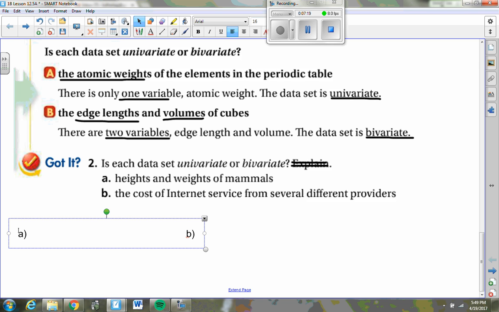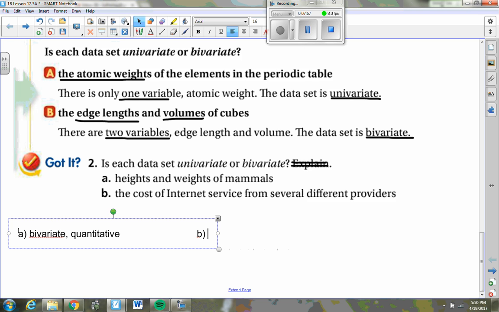Okay, letter A, we're talking about heights and weights of mammals. Obviously here we have two variables. We're talking about height and weight, recording both of those. So you have bivariate data. And heights and weights are both quantitative variables. Okay, bivariate and quantitative, because heights and weights are both numbers that can be averaged. We can talk about inches, we can talk about pounds, we can talk about anything we want in terms of numbers that can be manipulated, so it is quantitative.